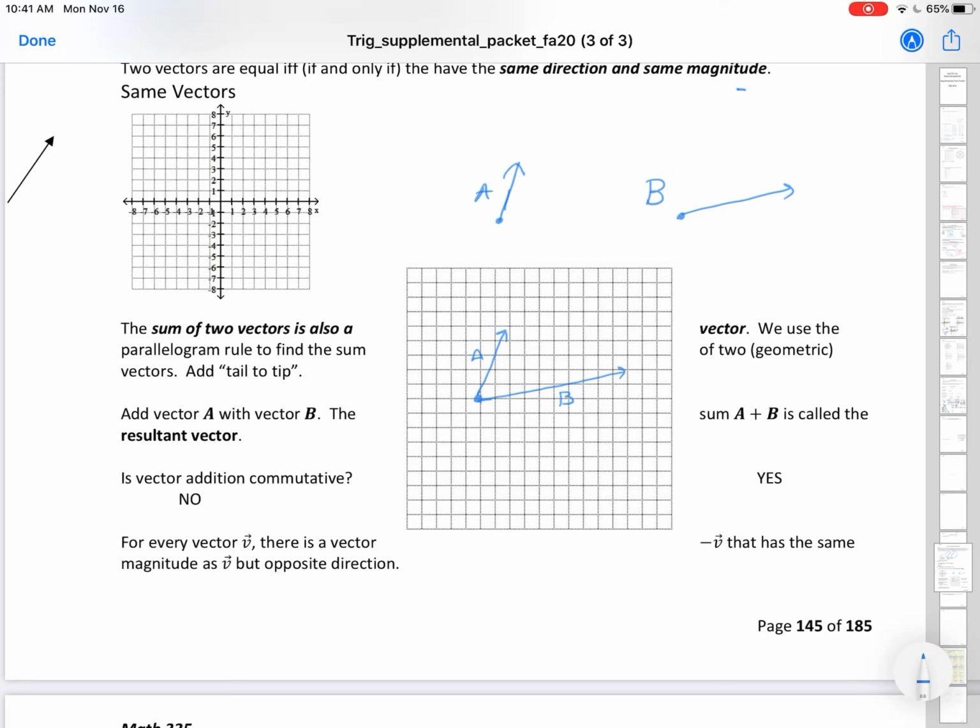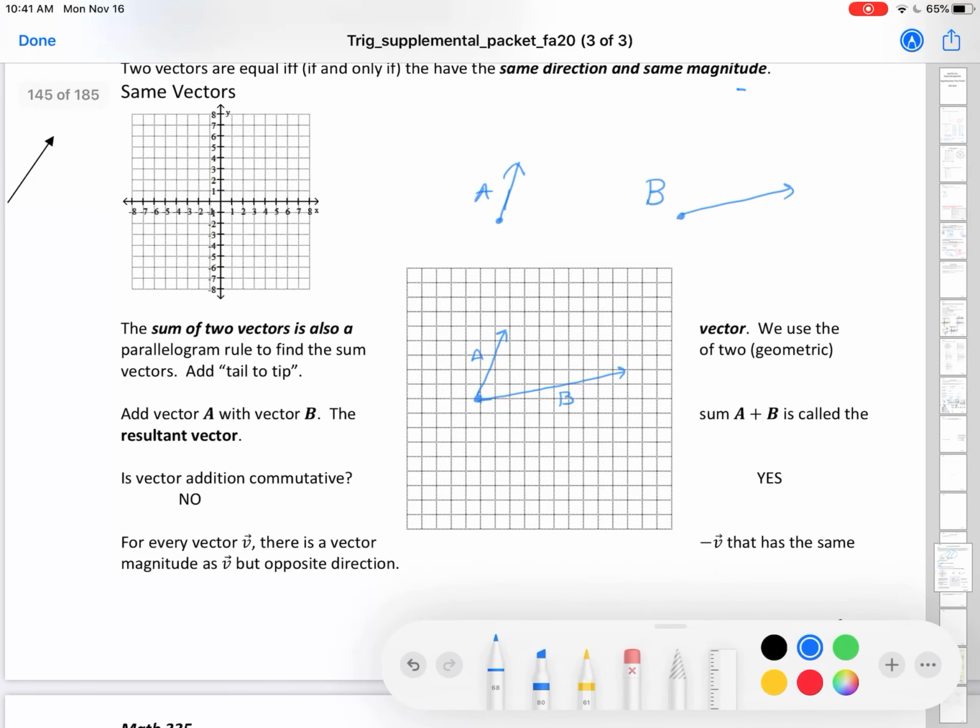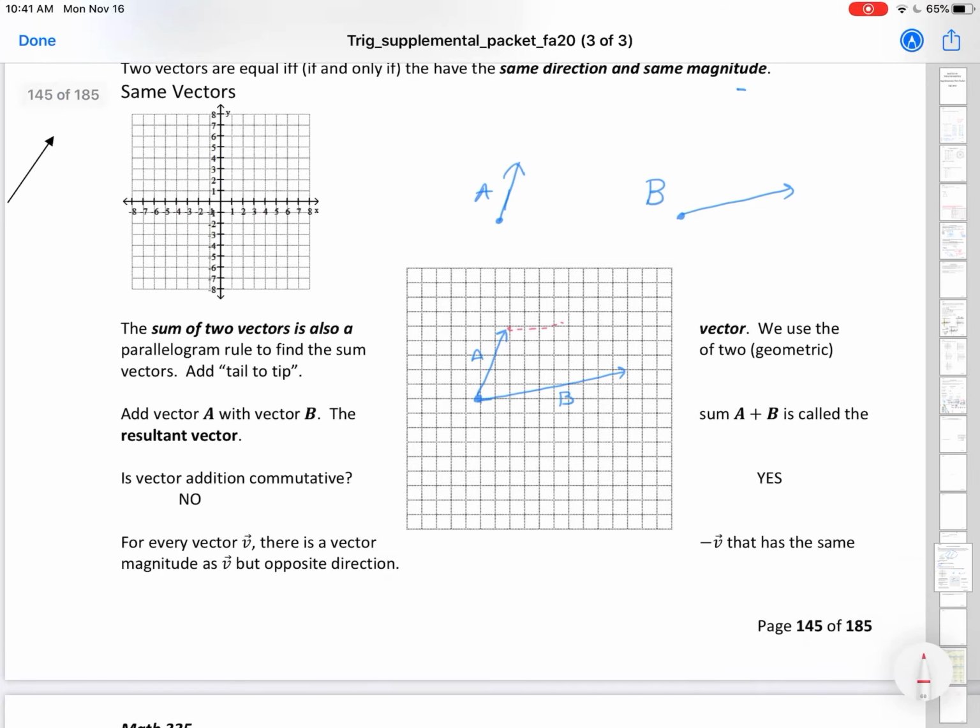So there's B. Now the parallelogram rule says, well, draw a parallelogram. So I'm going to come in here in red and just do some dashed lines that ideally are headed in the same direction as B and the same length as B. And then this should be the length of A. So this is another A and this is another B, somewhere out in a different part of the plane.